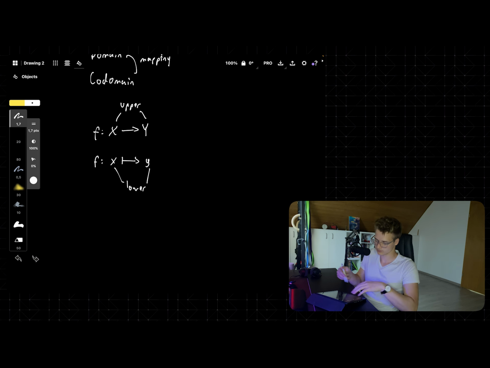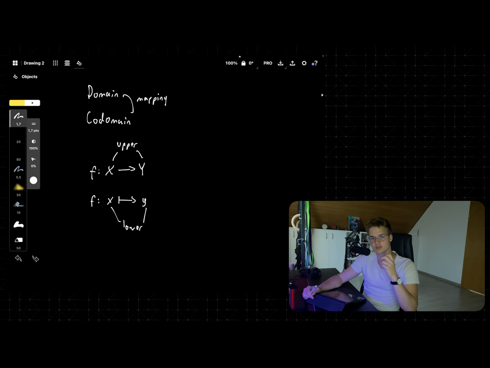So that's basically what a function is. You say that it is a rule or a mapping. We can also say a mapping because a function in a more general term is often referred to as a map.